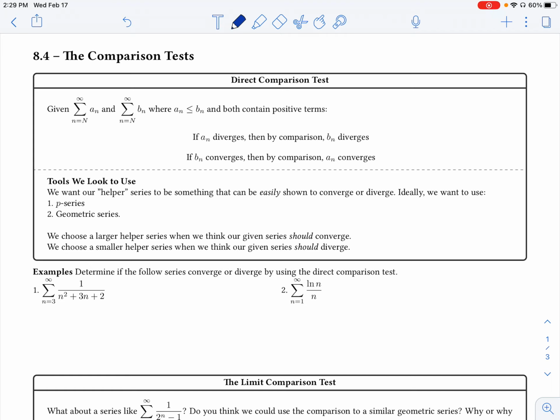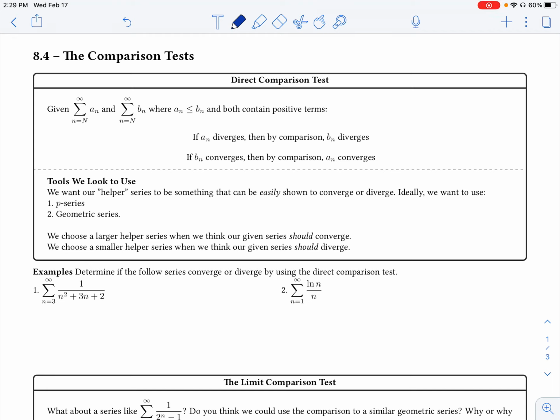Now, again, look back to our integral test video if you need some help reviewing that. But we're going to apply a very similar line of reasoning here with our comparison tests. And these are the final tests that we are going to look at in this course. And the direct comparison test, to start, says the following.